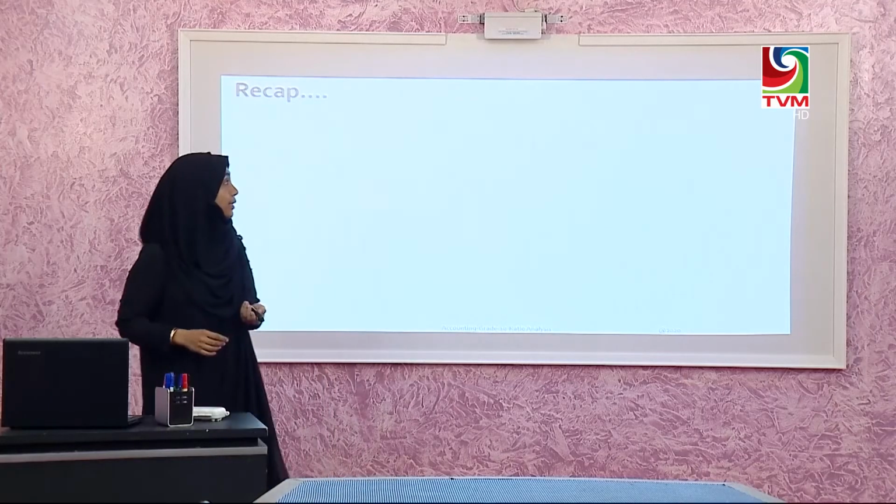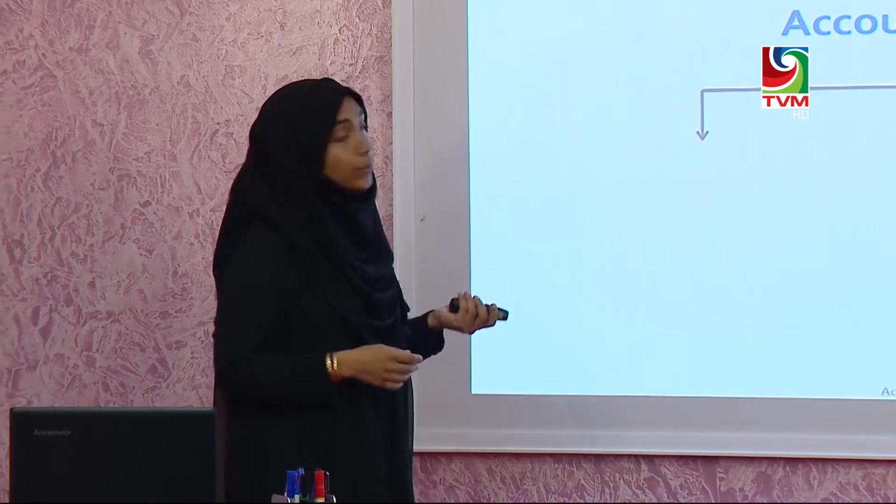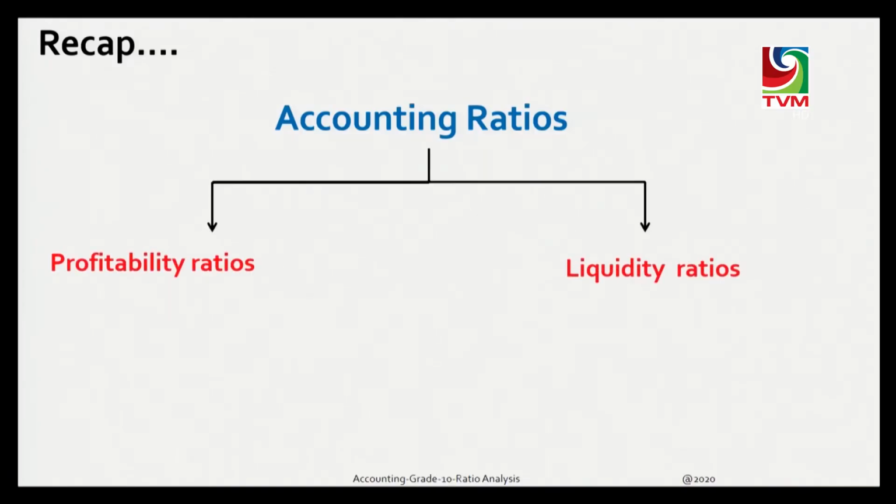Let's recall what we have studied in our first lesson. As I told you before, it is necessary to analyze and interpret financial statements in order to assess the business performance and progress. To make this comparison more meaningful, the results are usually expressed as accounting ratios. As you can see, accounting ratios are mainly divided into two groups. They are profitability ratios and liquidity ratios.